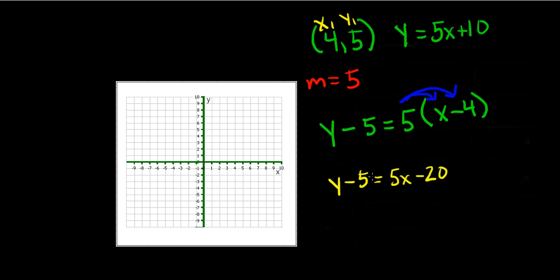Now we want to isolate the y, so we have to add 5 to the left side. Adding 5 to the left side means you have to add 5 to the right. So when we add 5 to the left, the 5's cancel out, leaving us with only y. So y equals 5x minus 15. We have now found the equation of a line that is parallel to y equals 5x plus 10 and intersects the point (4, 5).